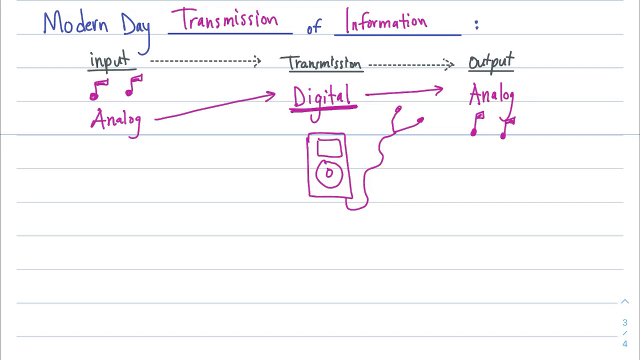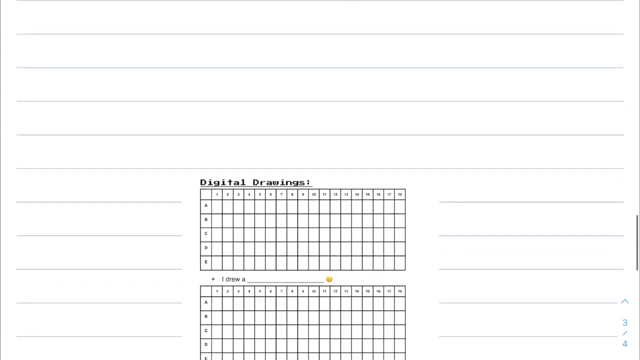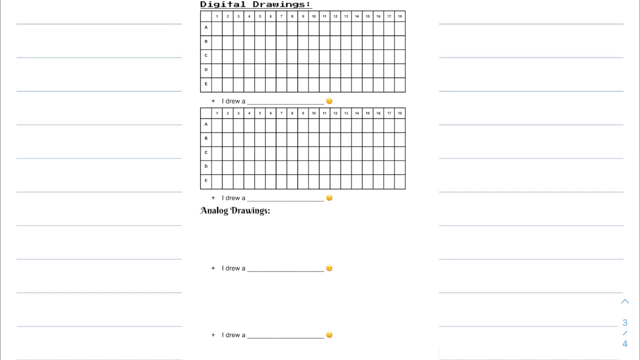So there are a lot of situations where analog gets converted into digital and then converted back into analog, so we can understand it and actually have those subtleties in the information. So let's do a little drawing example to understand the differences between digital and analog.